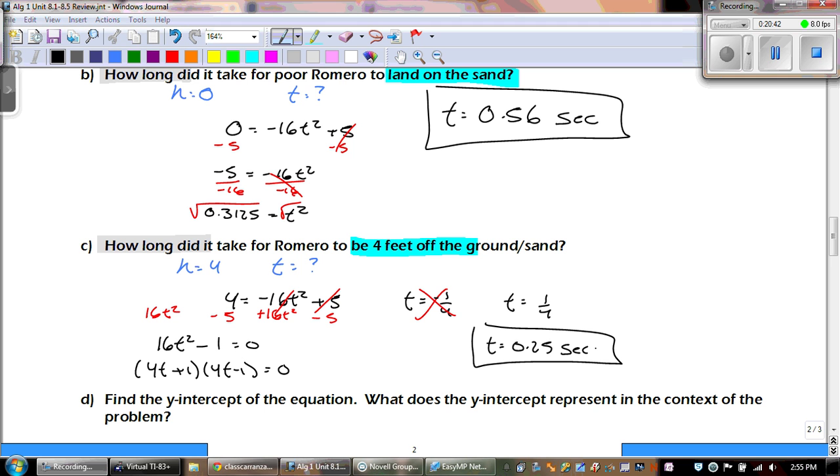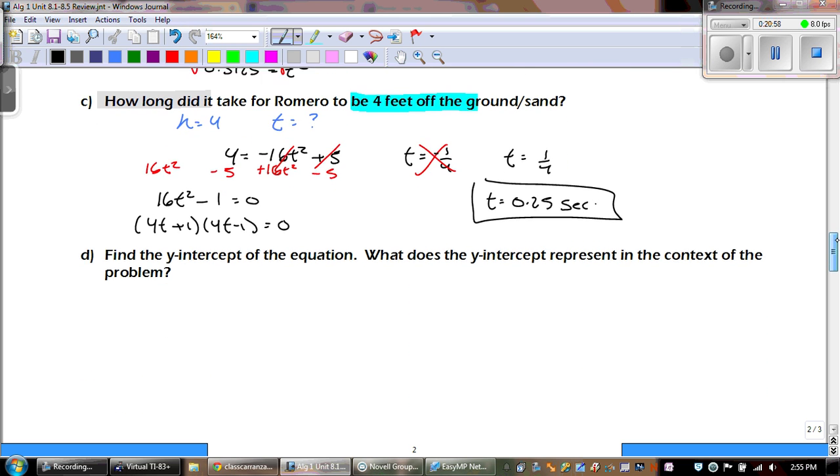Okay, and you should have gotten t equals 0.25 seconds. Now for this one, what I did is I moved my 16t squared to the other side to make it positive, and then I could factor that, okay? And then I just solved. And we can't have negative time, guys.